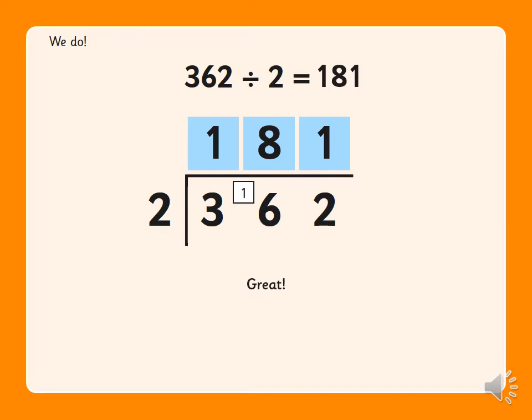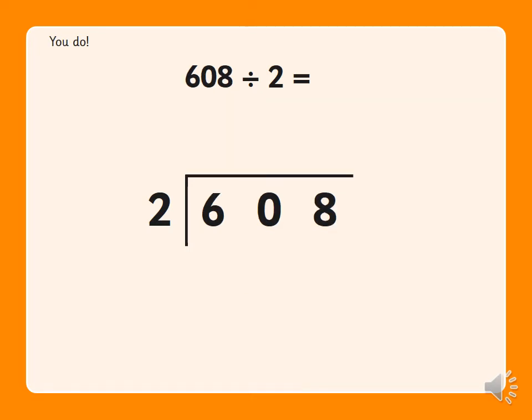Okay, so the answer is 181. Well done. Now I want you to pause the video and do this question all by yourself. What I also want you to do is label the divisor, dividend, quotient and remainder. Draw a little example and label all those using those keywords.